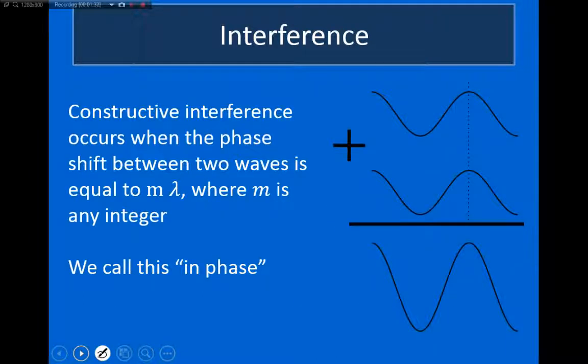Now, using this concept of a phase shift, we can write down a condition for constructive and destructive interference. So looking over here on the right, we can see that two waves will interfere constructively when the phase shift between the two waves is 0, or when the phase shift between the two waves is a wavelength, or when it's any integer times a wavelength. When the two waves add together constructively to form a larger disturbance, we say that these two waves are in phase.